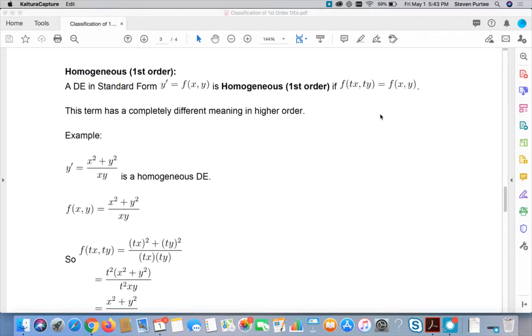I'm going to be talking later about homogeneous second order DEs. Those are easy. Those are a lot of fun to solve. The word homogeneous means something 100% completely different here. It means you've got your DE in standard form. If you were to replace all your x's and y's with tx and ty respectively, all those extra t's would cancel out, and you would get back to the original function.